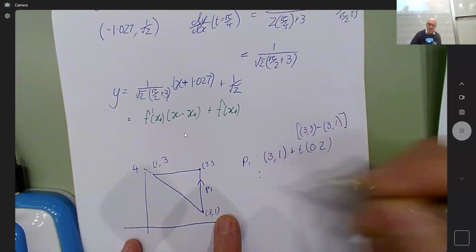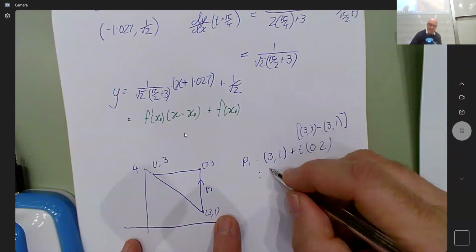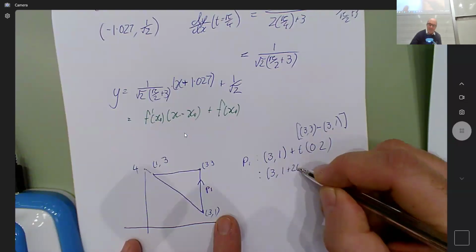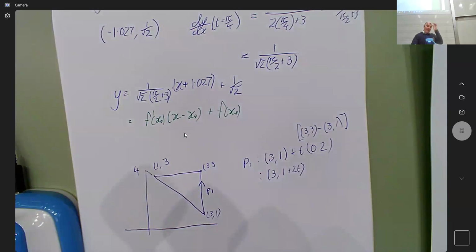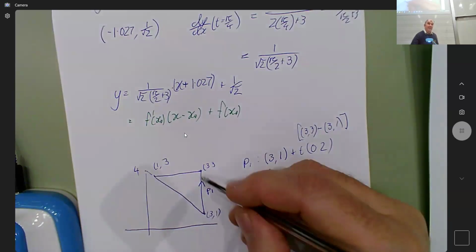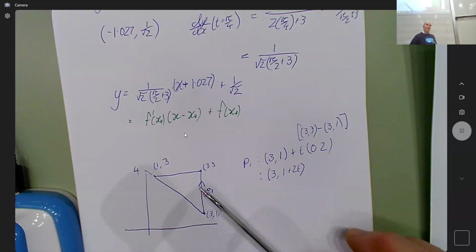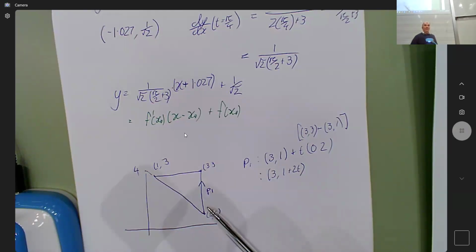And so I can rewrite that as 3 and 1 plus 2t. And that would be a way of parameterizing just the path from here to here. All right. It has a direction. And so just knowing that, this is why we're teaching you to do this. There are more complicated paths, right? Way more complicated paths. But a lot of them are really, really simple.